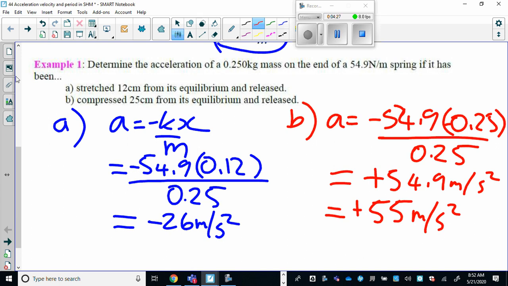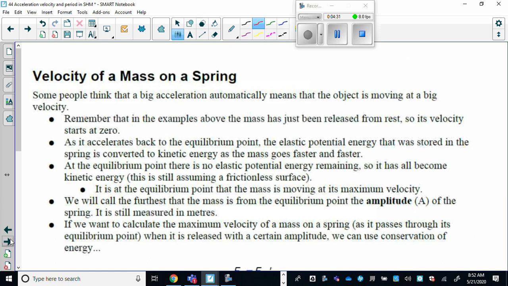Moving on, now we're going to try and calculate the velocity of a mass on a spring. And the first part of your notes here just reviews what we talked about. So remember the examples above. The mass is just being released from rest, so its velocity starts at 0. It accelerates back to its equilibrium point, at which point it has a maximum velocity. The elastic potential energy that was stored in the spring is converted to kinetic energy as the mass goes faster and faster.